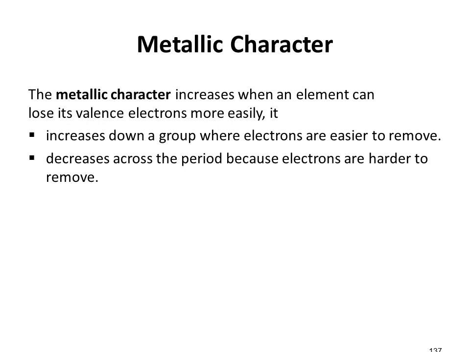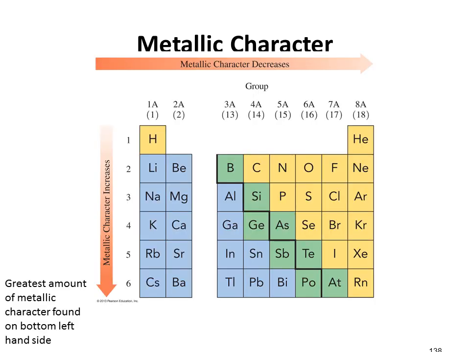Metallic character increases when an element loses its valence electrons more easily. If it's more easily ionizable, it has more metallic character, and so it follows the same trend as ionization energy. The bottom left-hand side of the periodic table should have the most metallic character, which is what we see here. Those are the ones that are larger in radius, easier to lose electrons from, and with not as much attraction, so they have more metallic character.